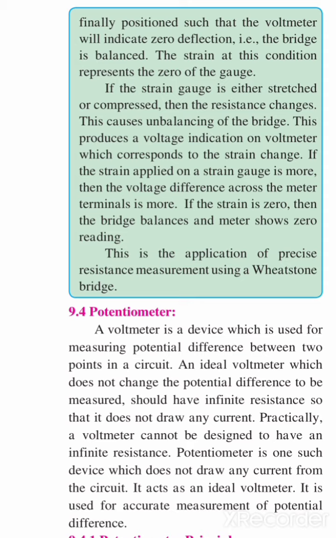If the strain applied on the strain gauge is more, meaning if we stretch or compress the strain gauge more, then the voltage difference across the meter terminals is more, meaning the voltmeter shows a larger voltage difference. If the strain is 0, then the bridge is balanced and the voltmeter shows 0 reading.